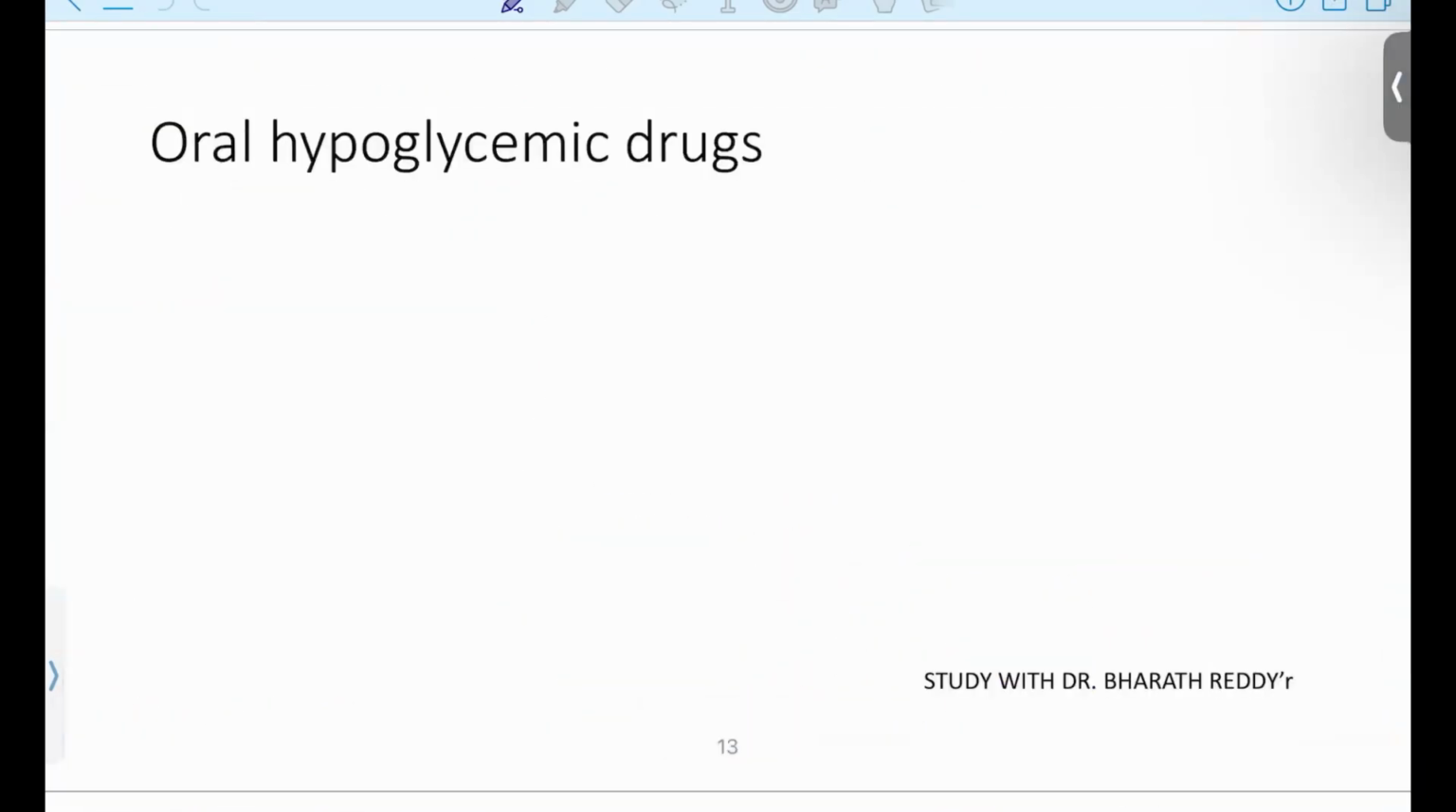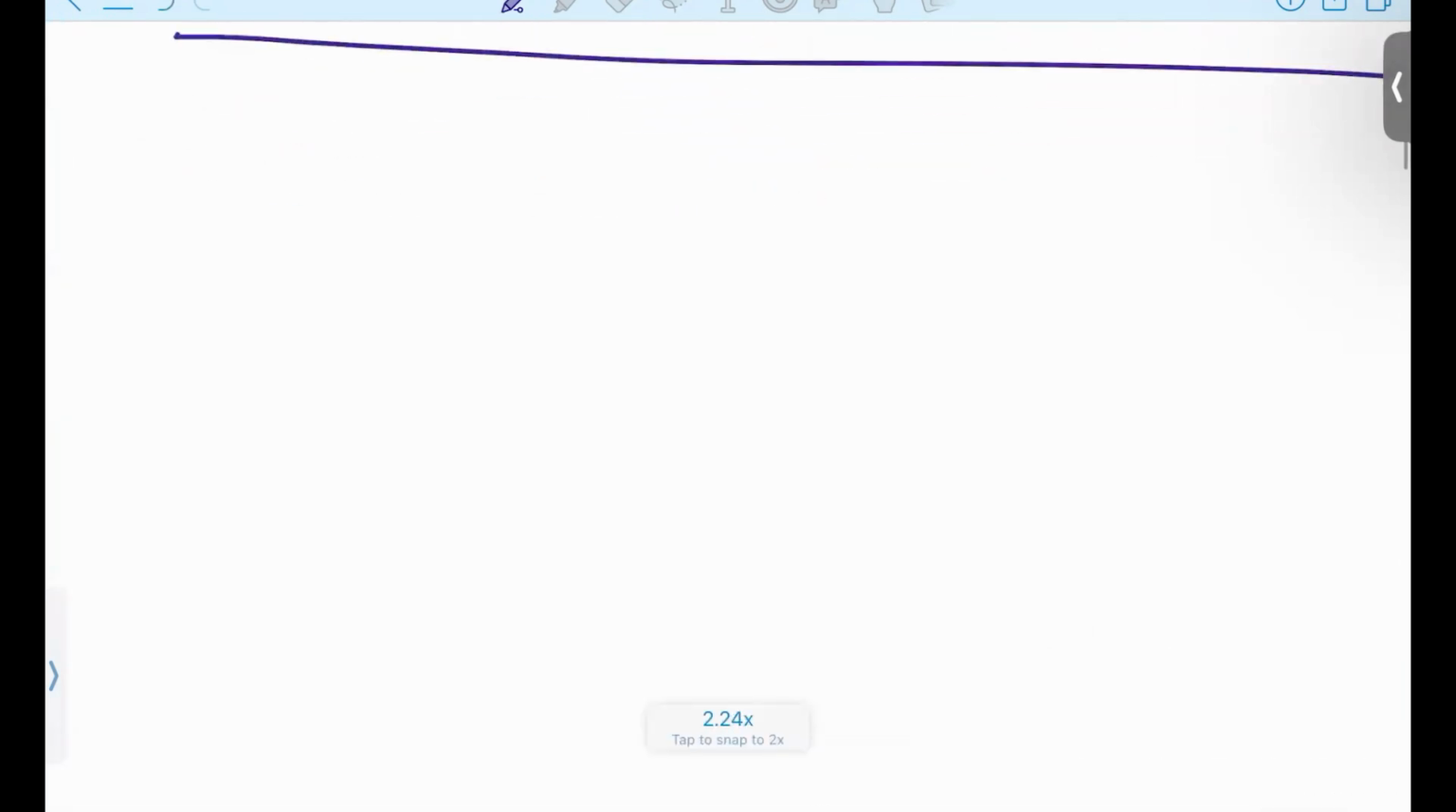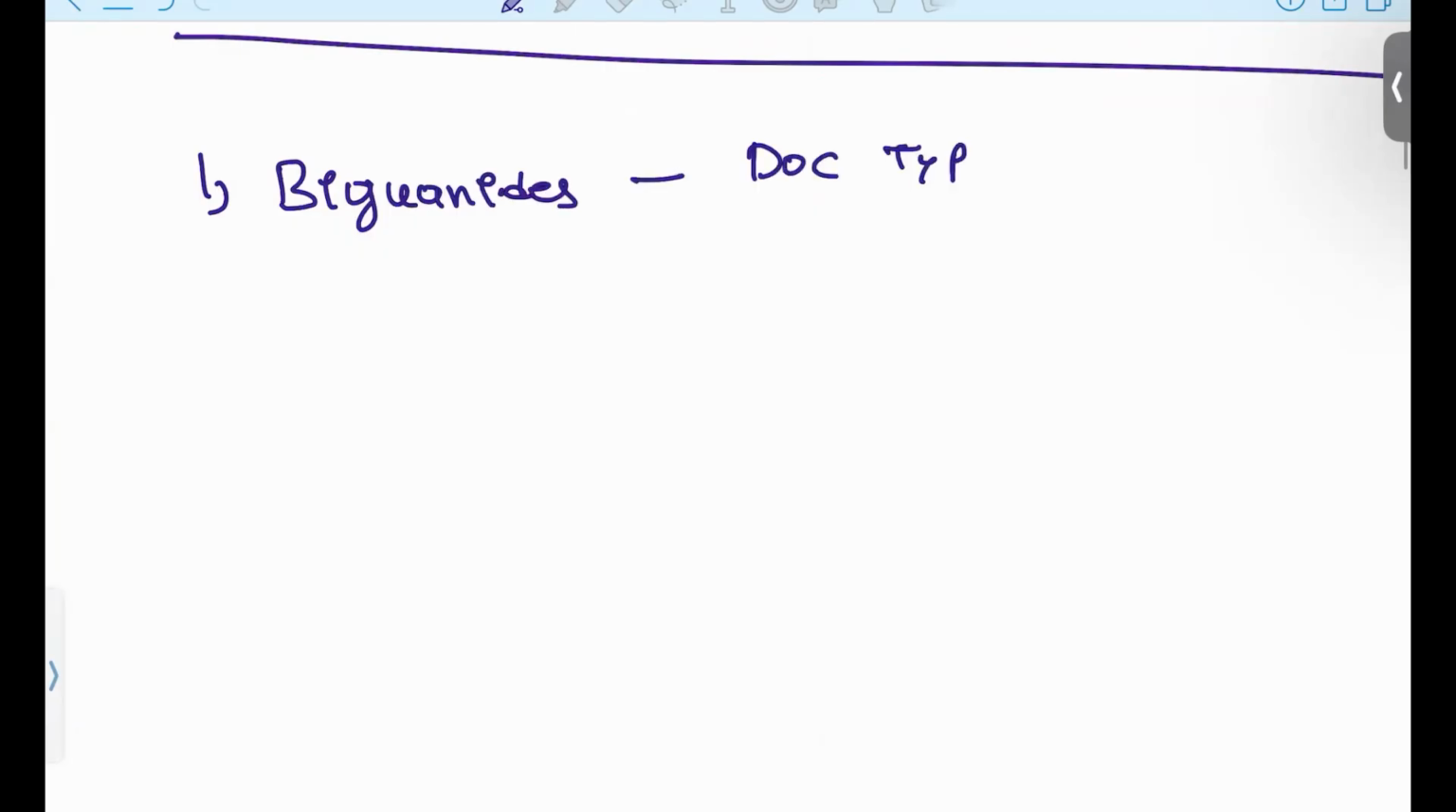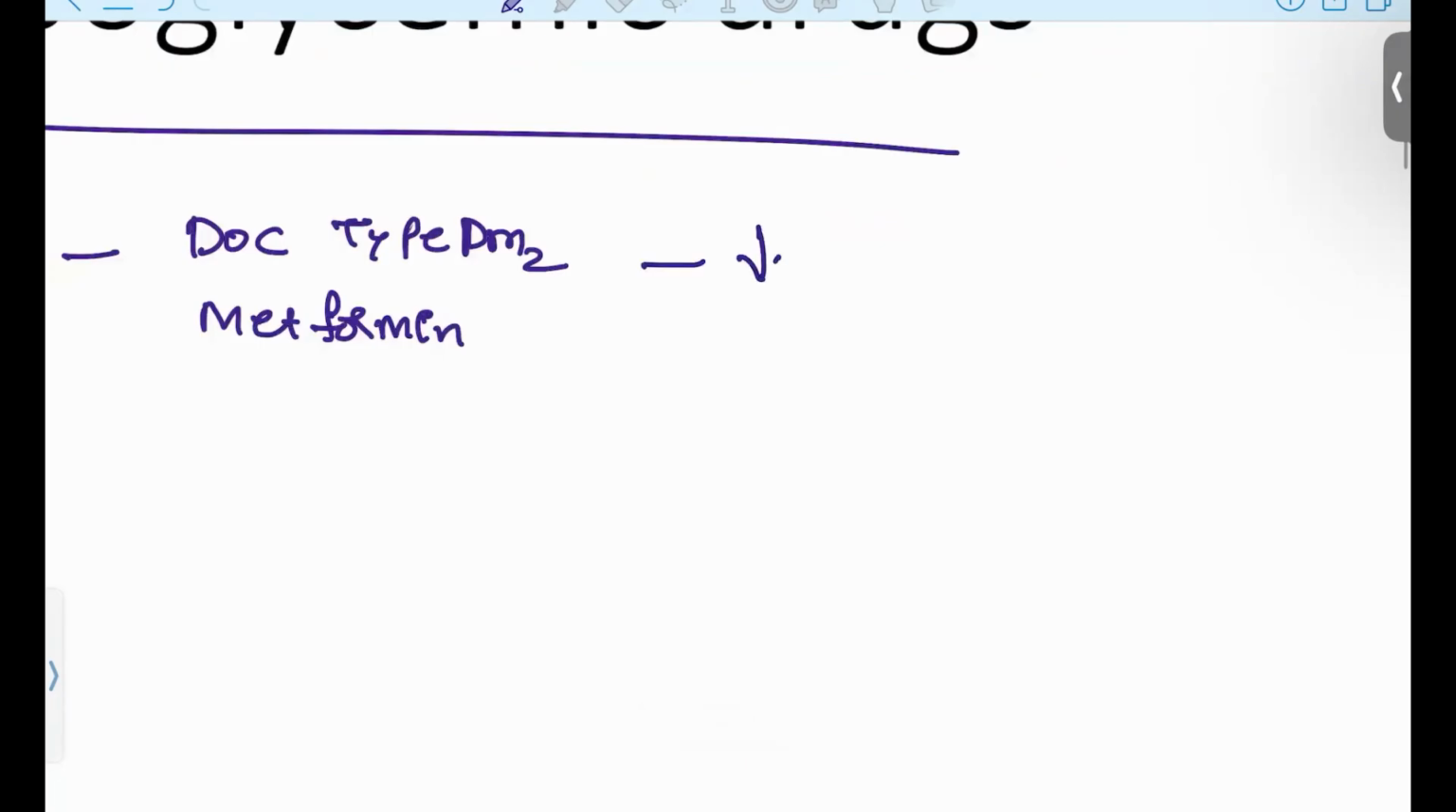So next, moving on to the next topic, oral hypoglycemic drugs. At least 2 to 3 questions can be asked. The first one is the biguanides. In the biguanides, the most commonly and widely used drug of choice for type 2 diabetes mellitus is metformin. What is the mechanism of action of metformin? It will decrease the hepatic glucose production. Along with that, it will also decrease the LDL and is a weight neutral drug.